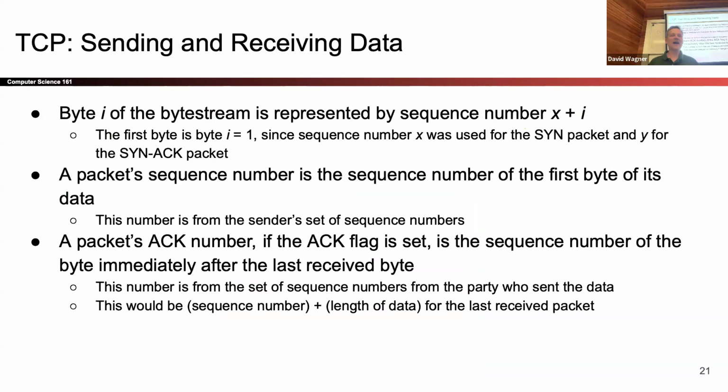Okay, so a packet's sequence number is the sequence number of the first byte of data. Remember I said you don't have to send the sequence numbers of all the bytes of data, just the first byte. So that's part of the TCP header.